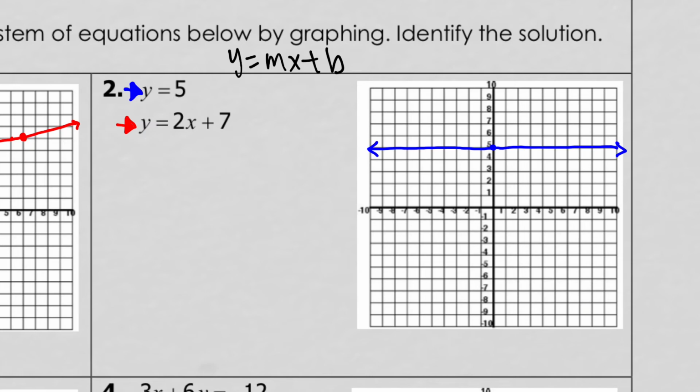It is in slope-intercept form. Where do I start? 7. On which axis? The y-axis. Okay, then what do I do? What do I do from that 7? Go up 2. Do I go right or left? Right. Go right 1. Why do I go right 1?